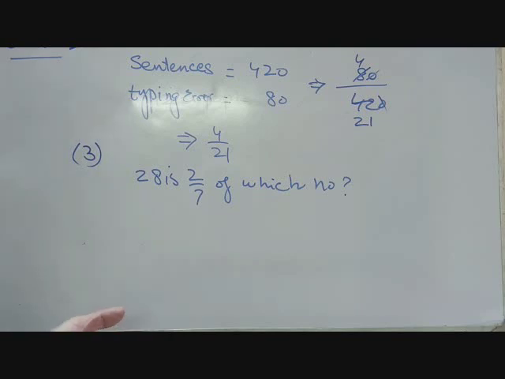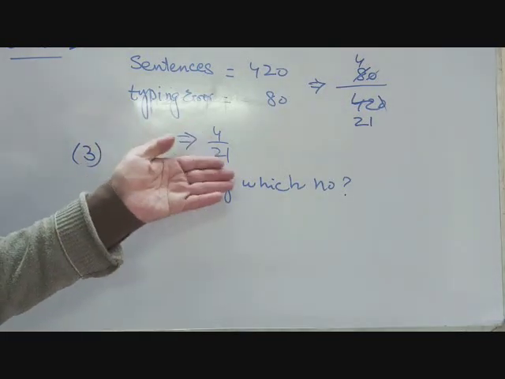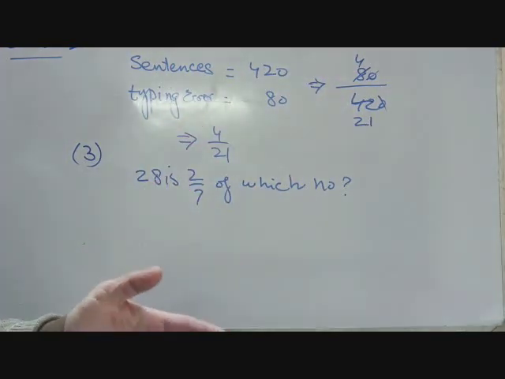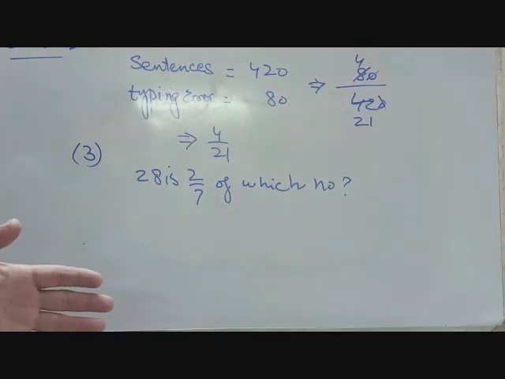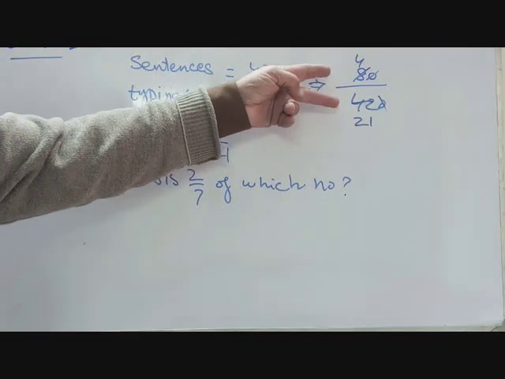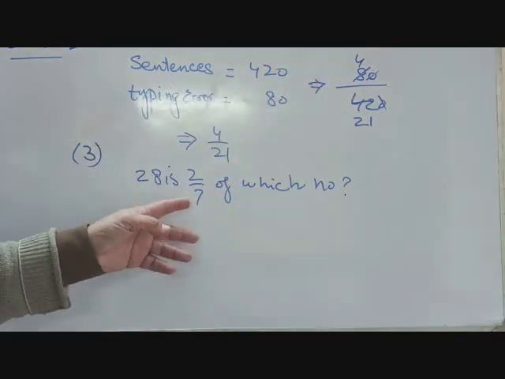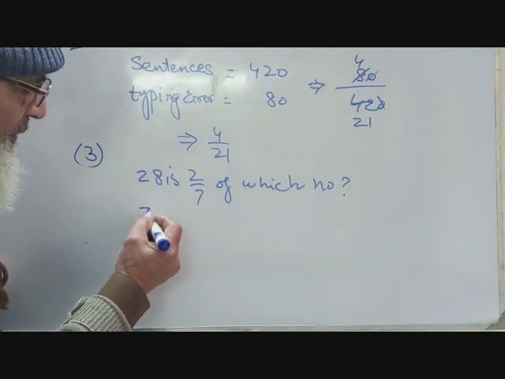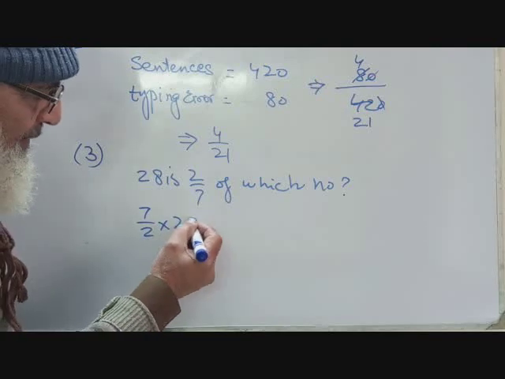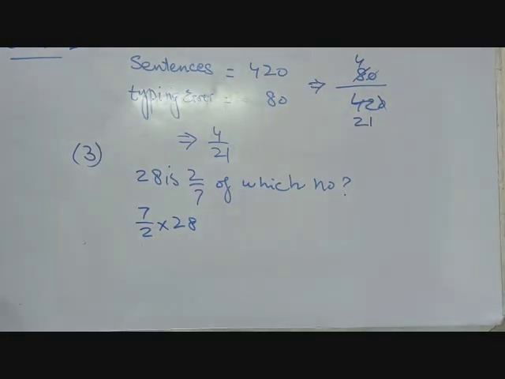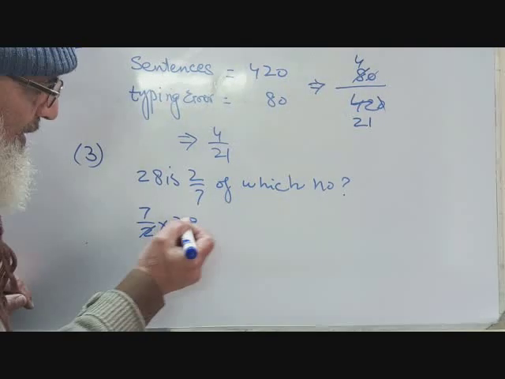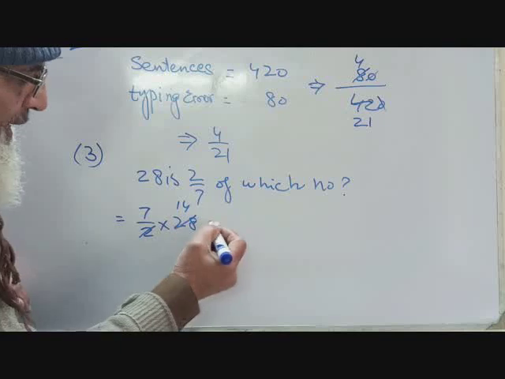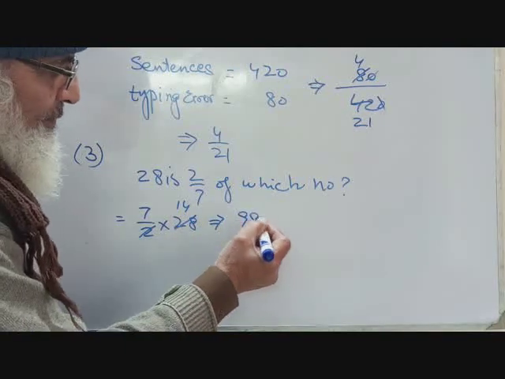We were given the fraction, we were given the numbers, and then the total number. Now we don't have the total number. Here we just make a fraction out of it. The fraction is already given. Now we'll just flip over the fraction. Now 7 upon 2 multiplied by 28. You see that this will cross this one and it will become 98.